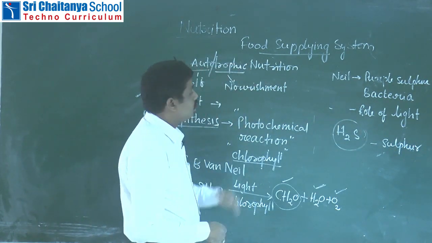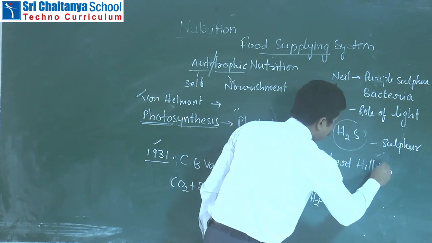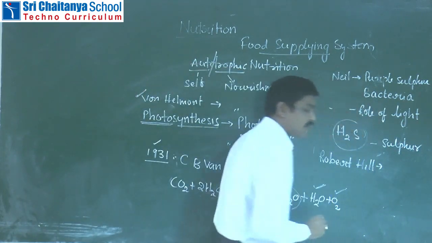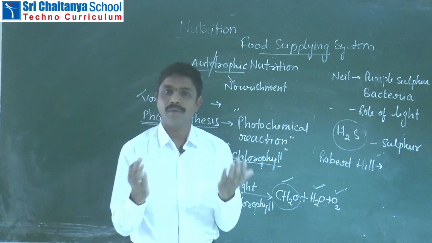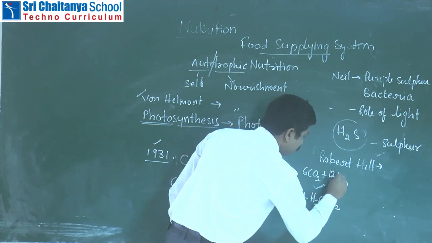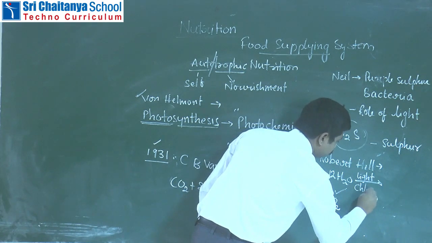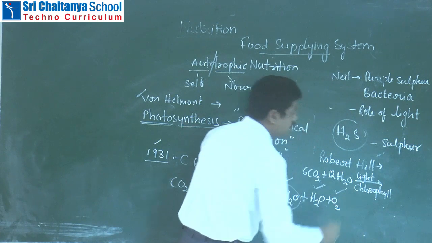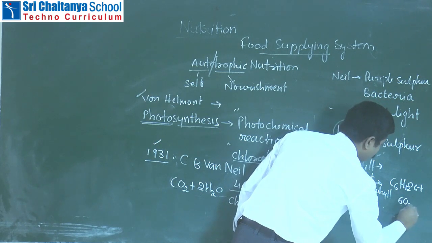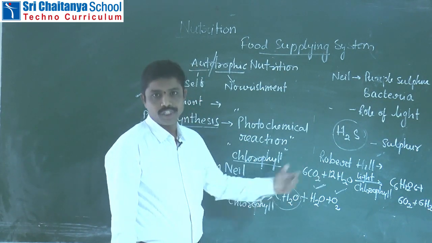So later on, Robert Hill said one thing: oxygen is released only from water. Oxygen released into the atmosphere is only from water. Finally, the equation was 6CO2 plus 12H2O, with light and chlorophyll, gives C6H12O6 plus 6O2 plus 6H2O. This is the final equation for photosynthesis.